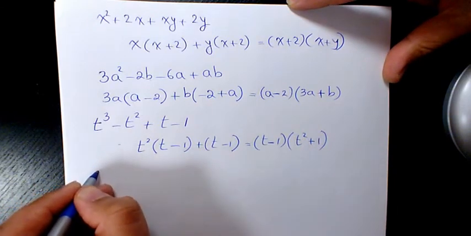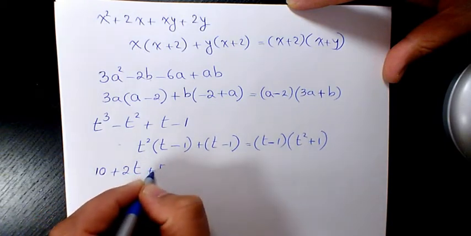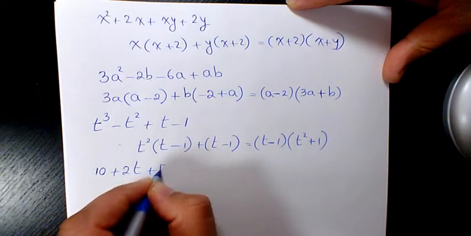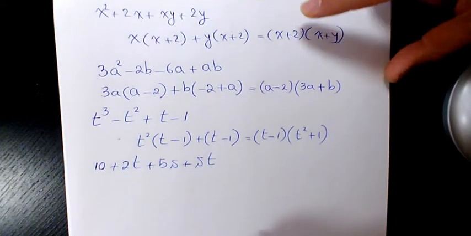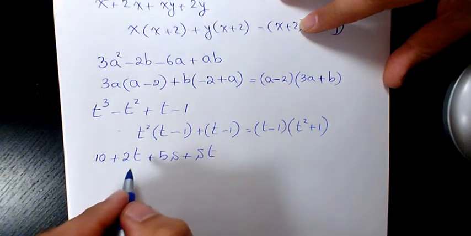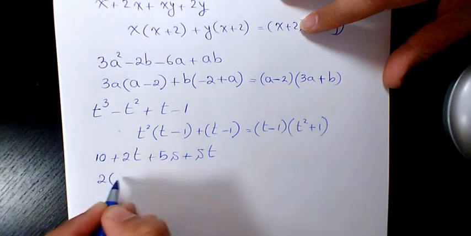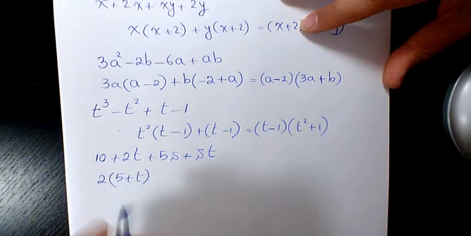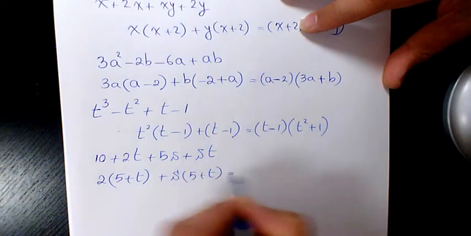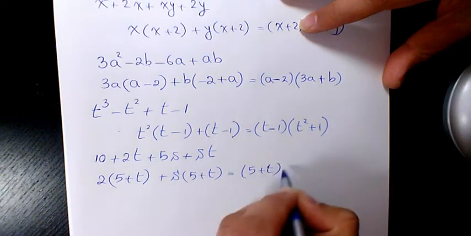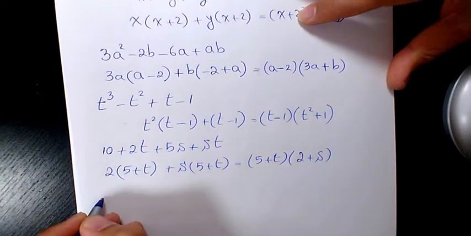Next one is 10 plus 2t plus 5s plus st. So now here I can factor 2, then it's going to give me 5 plus t. Here I can factor s, it's going to give me 5 plus t. Then I can factor 5 plus t, and here you have 2 plus s.